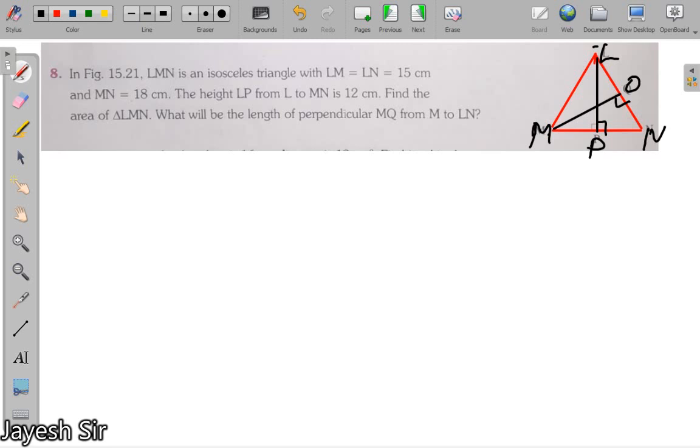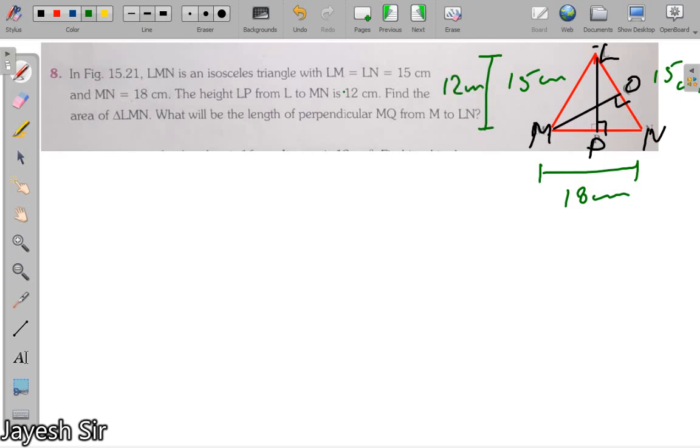Now let us see the question. LMN is an isosceles triangle where LM and LN are both equal to 15 centimeter. LM is 15 centimeter, LN is also 15 centimeter, and the third side is 18 centimeter. The height of LP, the perpendicular LP, is equal to 12 centimeter.